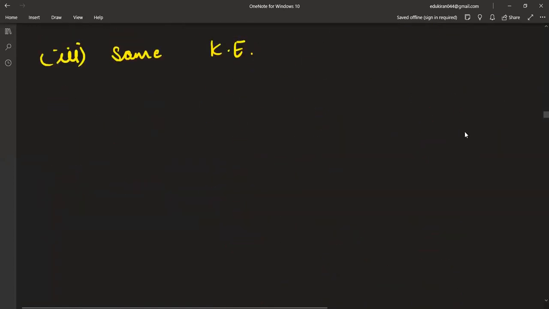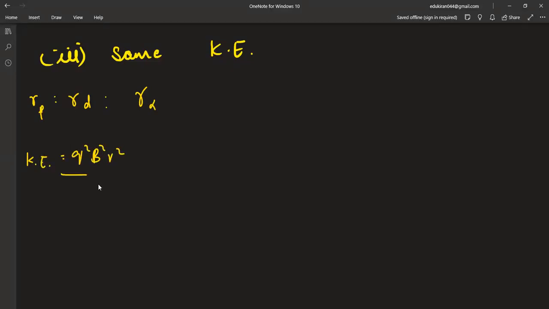Coming to kinetic energy, the third one. Now see, we have the kinetic energy formula and the radius formula. So I'll use kinetic energy. From the kinetic energy formula, I'll get the formula of radius. Understood? When I say Rp : Rd : R alpha, kinetic energy was q square B square r square by 2m.